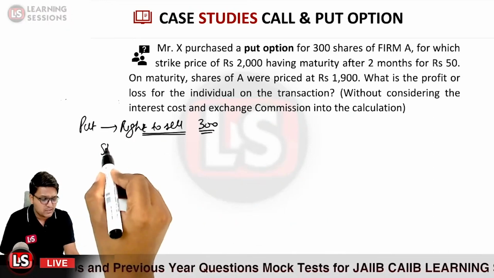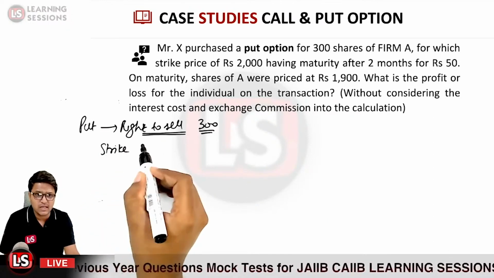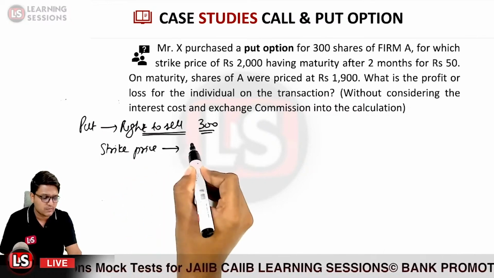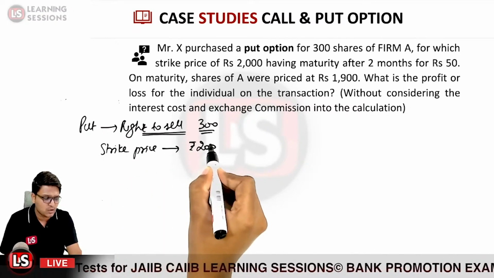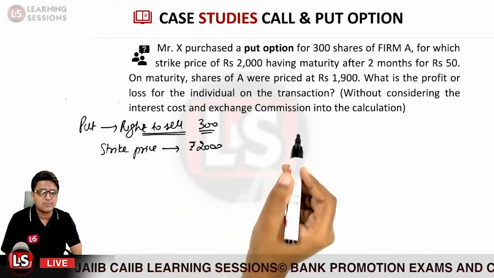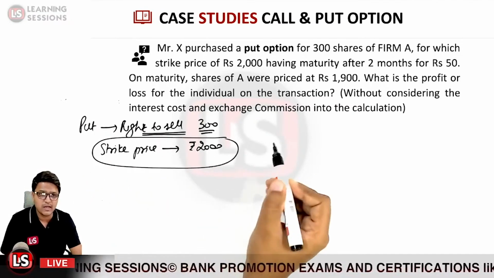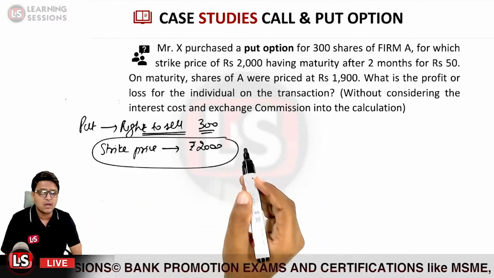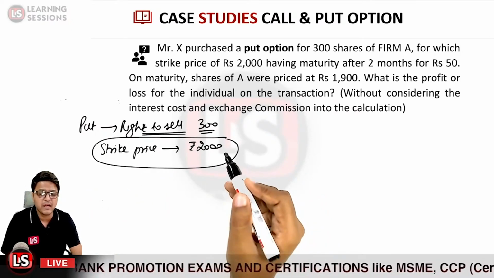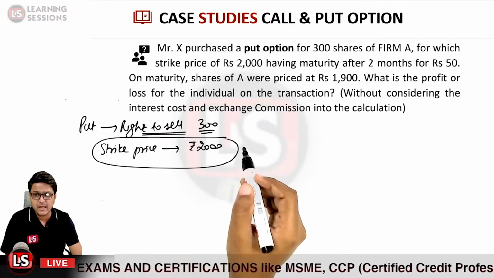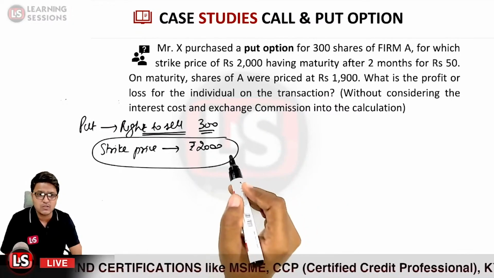So what is the strike price? We will be writing down each and every term over here. The strike price is rupees 2000, and further the maturity date is 2 months, and for rupees 50 he has paid the premium. So he has paid rupees 50 as the premium for each of these shares.